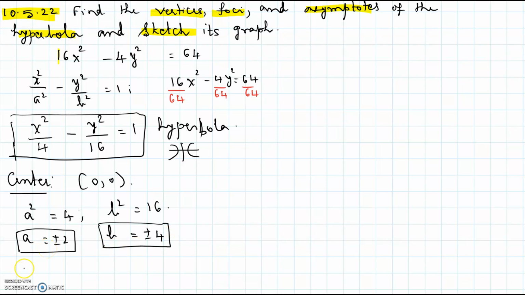And then we are going to also find the relation for the foci. In a hyperbola, we know that c squared equals a squared plus b squared. A squared is 4, b squared is 16. So c squared equals 20, or c equals plus or minus square root of 20, which is plus or minus 2 square root of 5. So now we can sketch the graph.